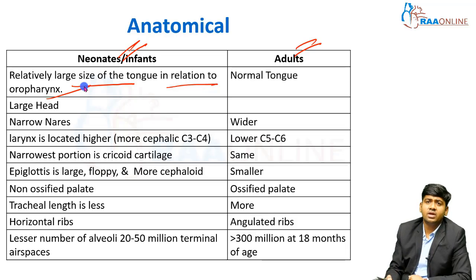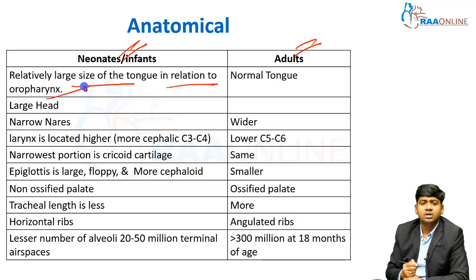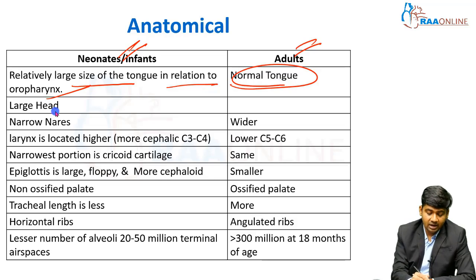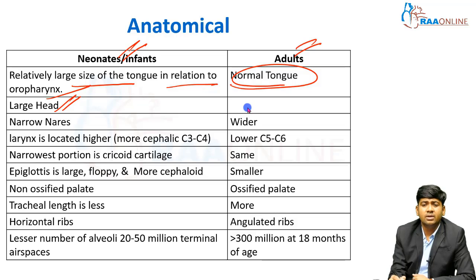The anesthesia significance here is that it is difficult to put in a supraglottic airway device, and difficult to do mask ventilation in neonates or in the pediatric age group, because of the relatively larger size of the tongue. In adults, the tongue is of normal size relative to the oropharynx. Large head: here in adults it is a relatively smaller head.